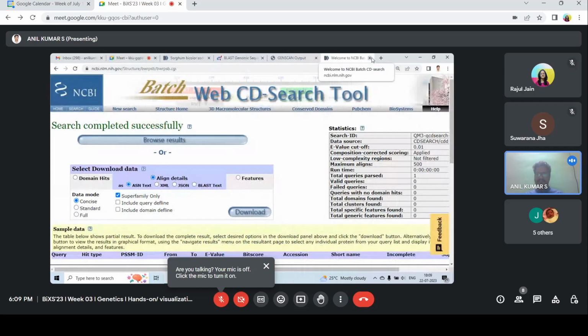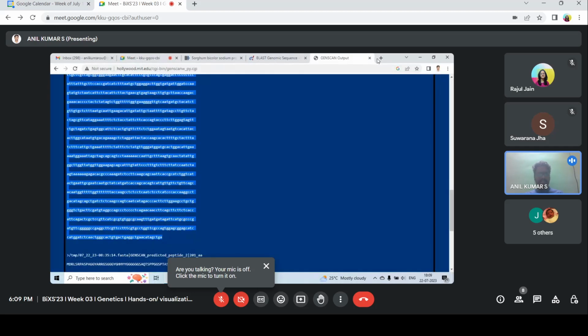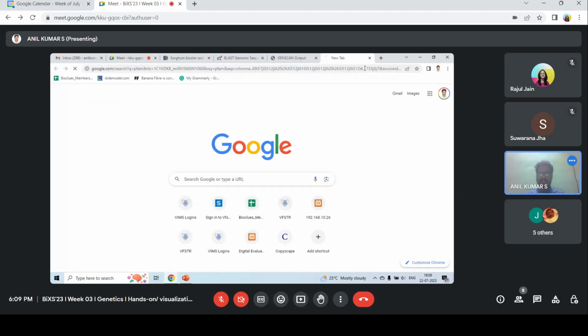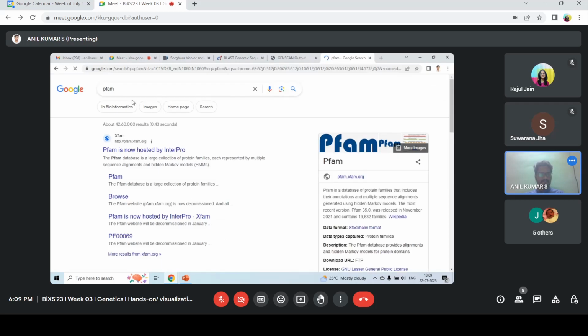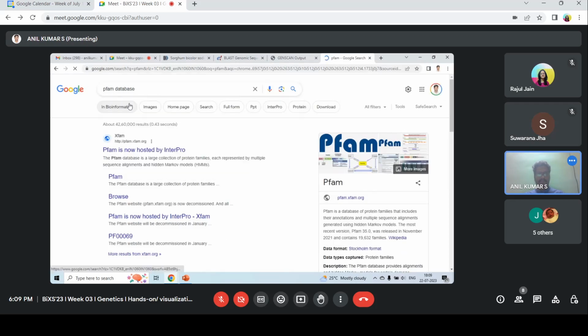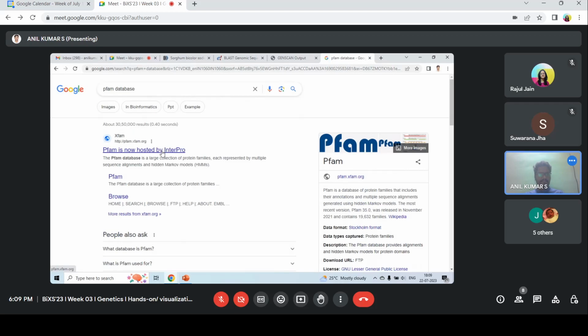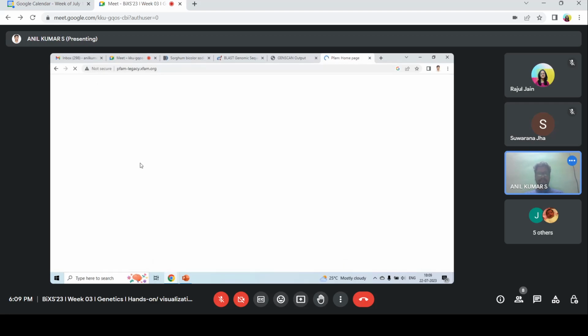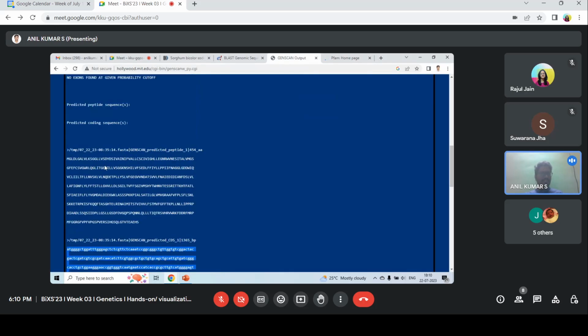I think it's not showing correctly. I will take help of another tool, PFAM. For PFAM, you need to use protein sequence, not nucleotide sequence. PFAM accepts only protein sequence and not nucleotide sequence.